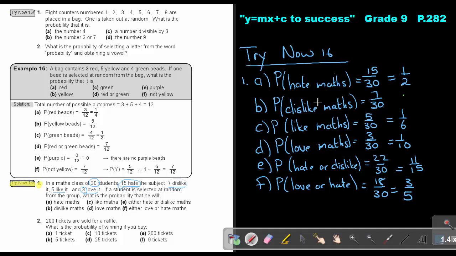Okay, and later in maths, and especially if you go on, you will see that the word 'or' in mathematics usually indicates that you must add the two values.